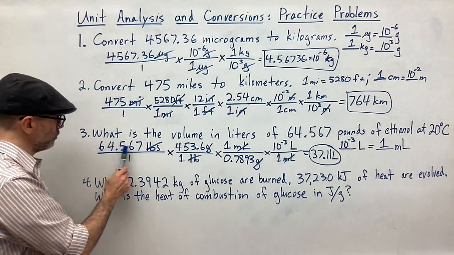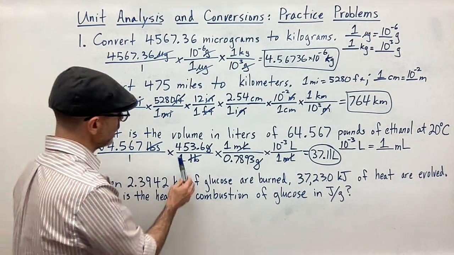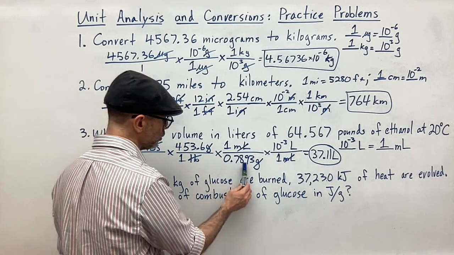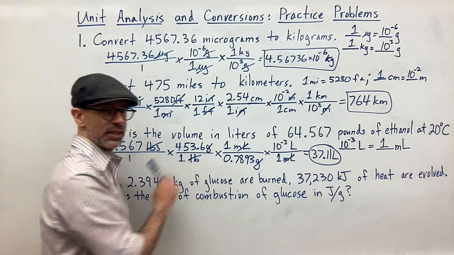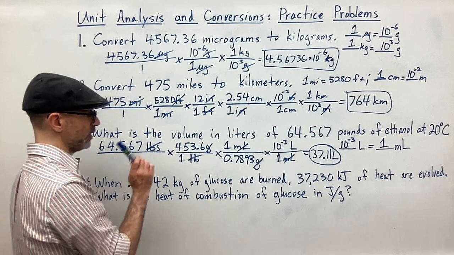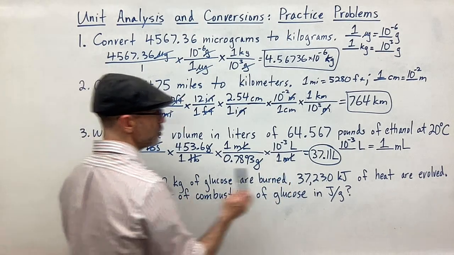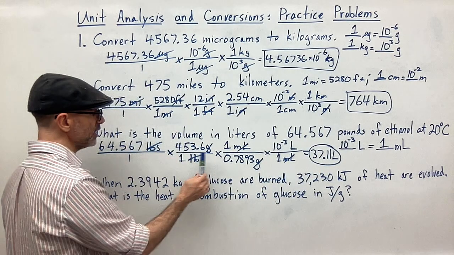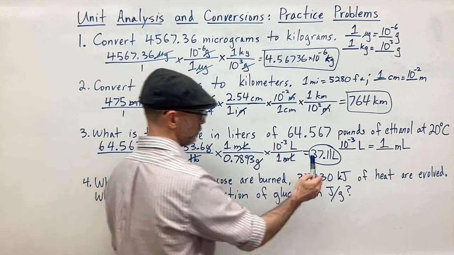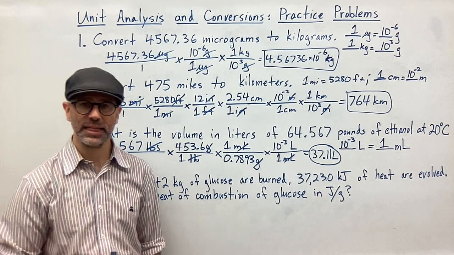So let's look at this. We have 1, 2, 3, 4, 5. We have 5 sig figs here. Here we have 1, 2, 3, 4. This 0 is not significant. It's just a placeholder. So we have 4 here, and 5 there. This is exact, right? So the least number is 4. So that means your final answer should have 4 sig figs. So we have 1, 2, 3, 4. That's why it's 37.11 liters.